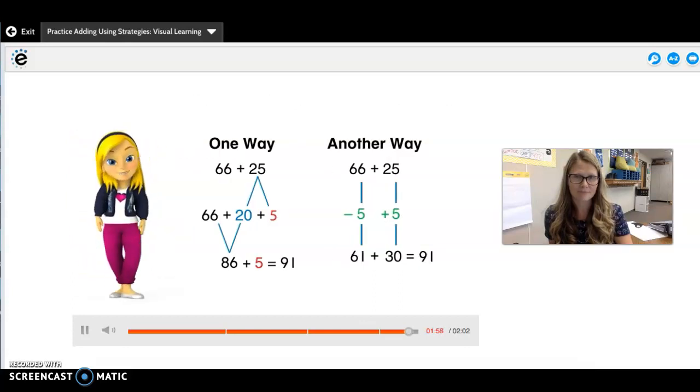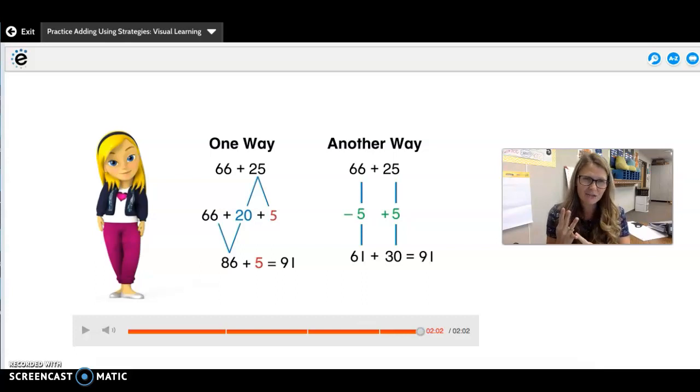Now you know how to add using two different strategies. Remember, that should be your goal today, trying different strategies. And again, we've got compensation, break apart, number lines, and that hundreds chart to help us get our addition strategies in. Good luck today. Don't forget, you can always come back to this video and rewatch it if you're not sure.